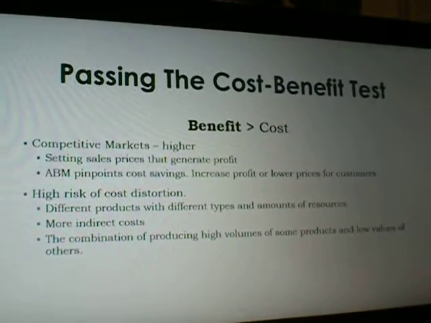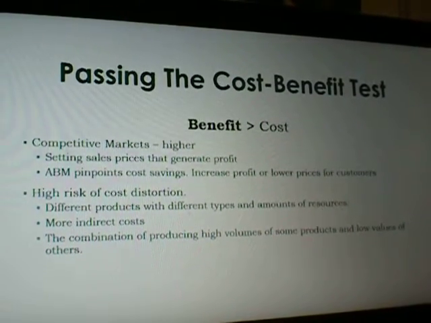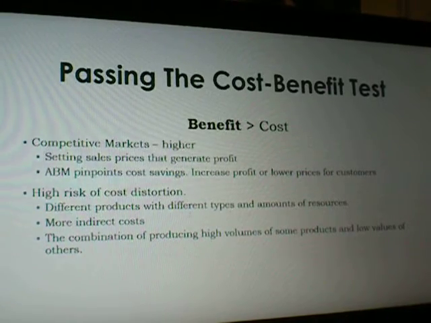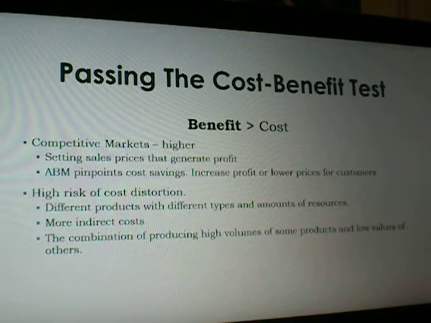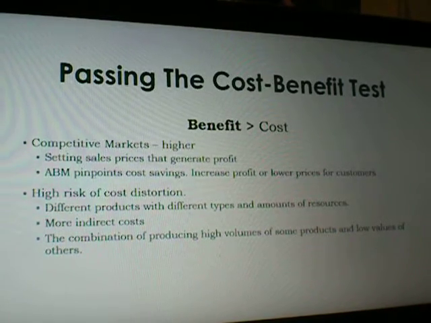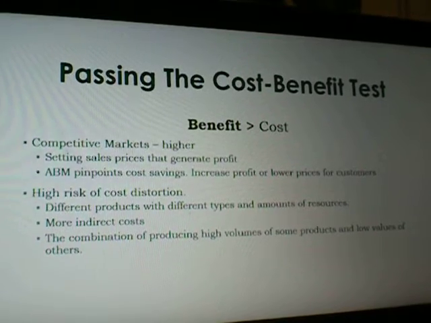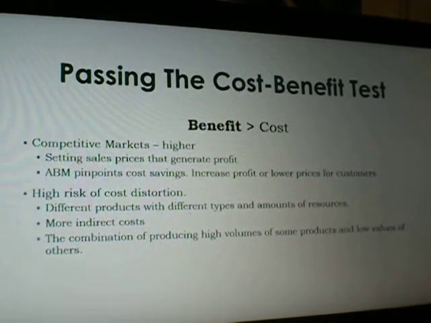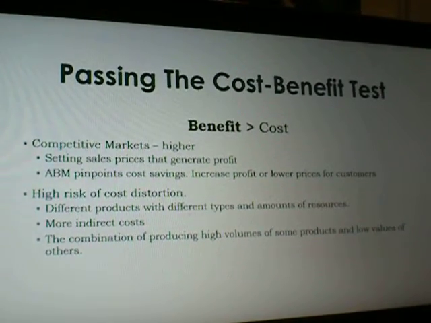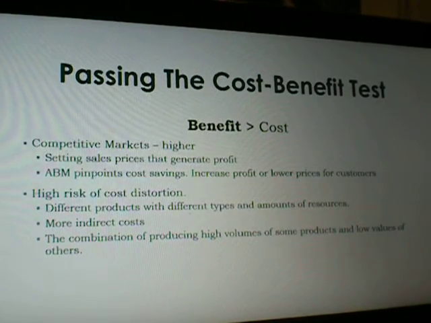One of the benefits of adopting ABC or ABM is competitive markets. You want accurate product cost in order to have competitive sale prices that will still have the company earn a profit. Then you also have that ABM pinpoints cost savings, which increase profit or lower prices for customers.